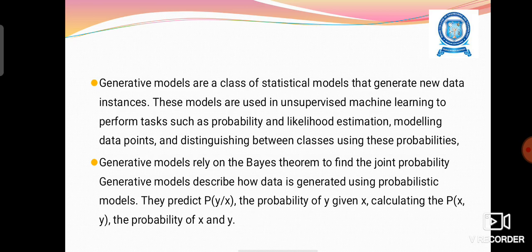Probabilistic generative models are a class of statistical models that generate new data instances. These models are used in unsupervised machine learning to perform tasks such as probability and likelihood estimation, modeling data points, and distinguishing between classes using these probabilities. They use the Bayes theorem to find the joint probability, and describe how data is generated using probabilistic models. They predict the probability of y given x, calculating p of x comma y, the probability of x and y.